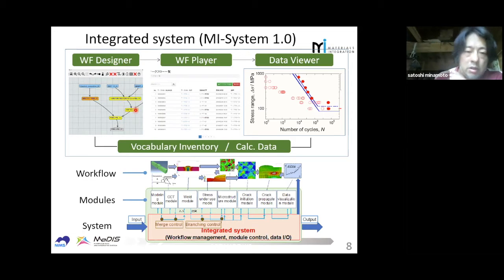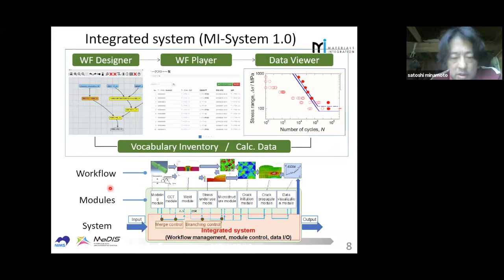Of course, these kinds of tools have theoretical background, and the input data has metadata, like what kind of steels, what kind of heat treatment they have, or something like that. So we store this kind of metadata or physical background in the vocabulary inventory data. This is very important, and of course we have to store the calculated data. So the three parts are the designer, the player, and the viewer, plus the vocabulary inventory system and the calculation data.